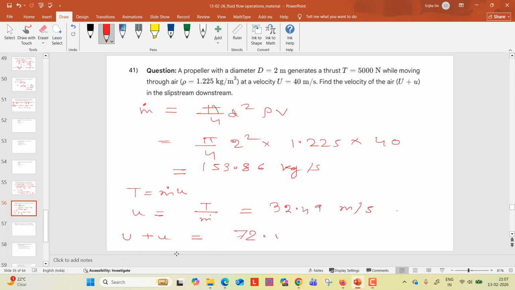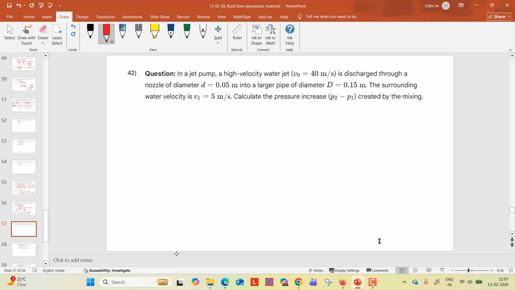Next, in a jet pump, a high-velocity water jet is discharged through a nozzle of diameter this into a larger pipe of diameter. The surrounding water velocity is this. Calculate the pressure increase created by the mixing.